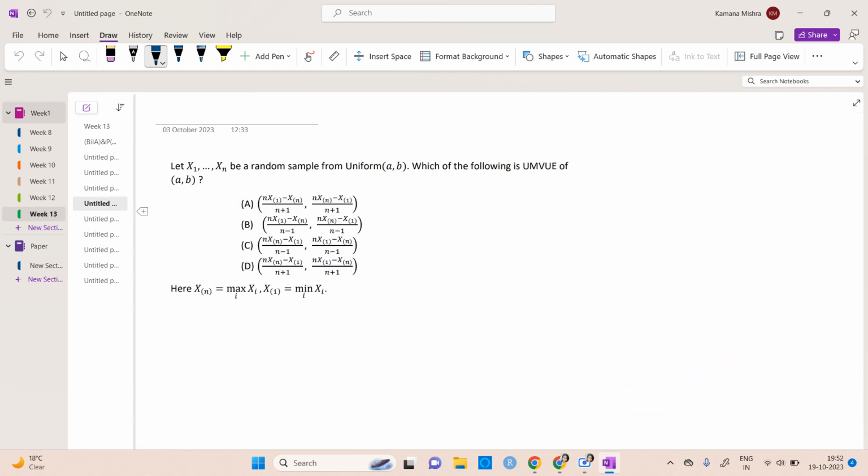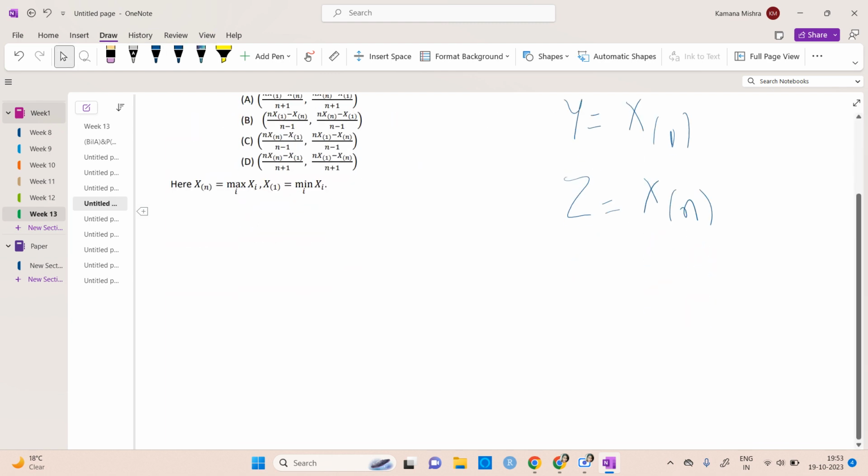Now the next question here is also UMVUE. Either we can go through this question, or it would be better if we go through the question which has more chance to come in the exam. So you need to find x1 and xn. Let me just write it. So y is equal to x1 you can take, and then z is equal to xn you can take, right?